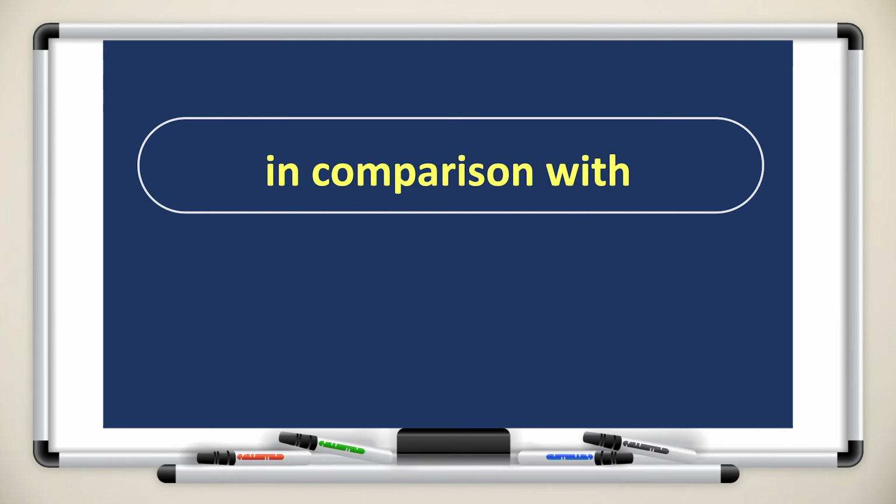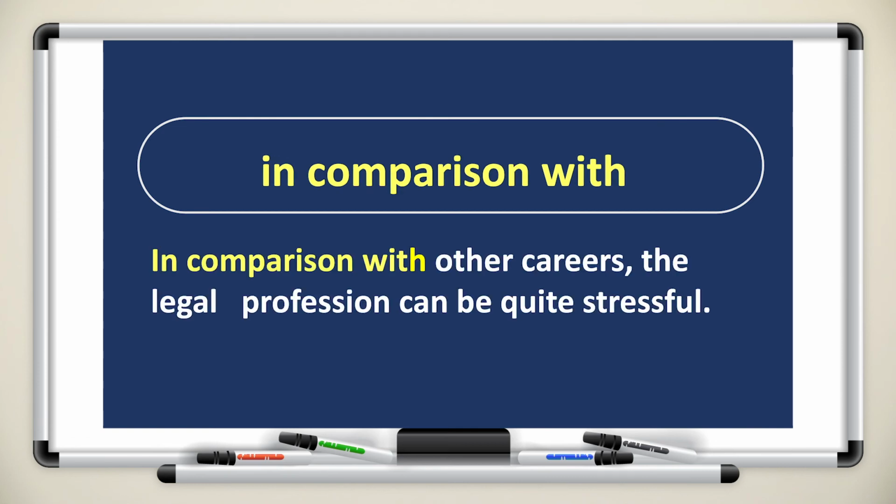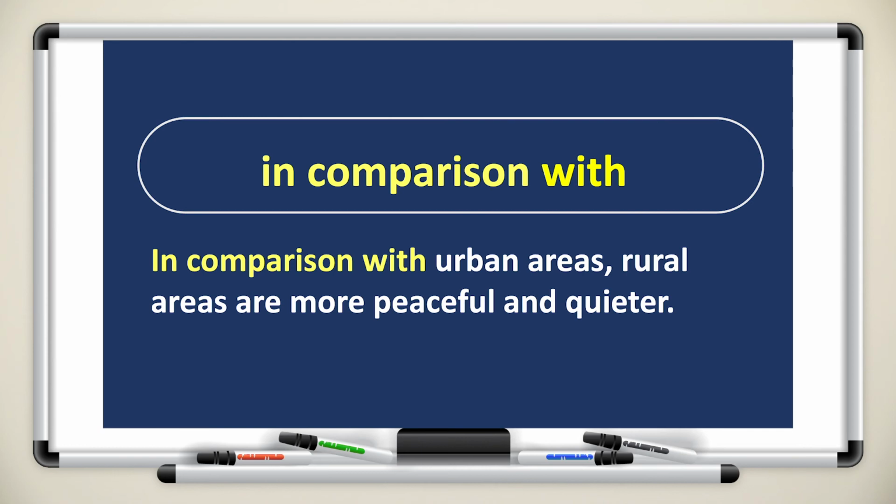Next, we have the word in comparison with. We're trying to compare something with something else. In comparison with careers, the legal profession can be quite stressful. So we're comparing here. Excellent. I can also say in comparison with urban areas, rural areas are more peaceful and quieter.